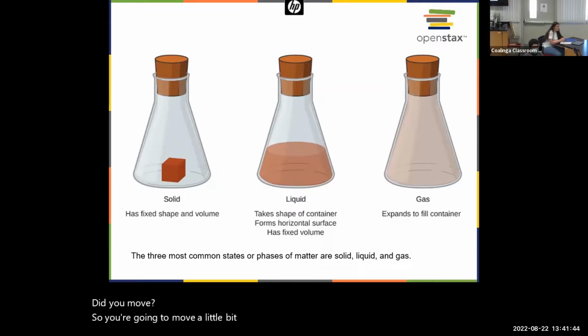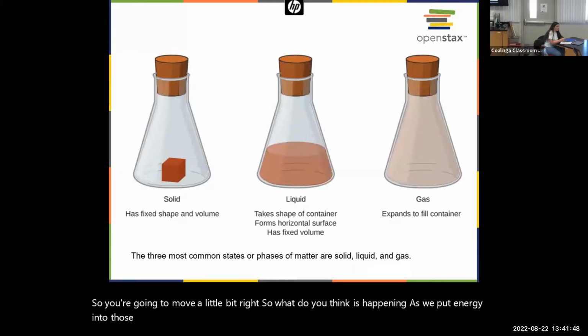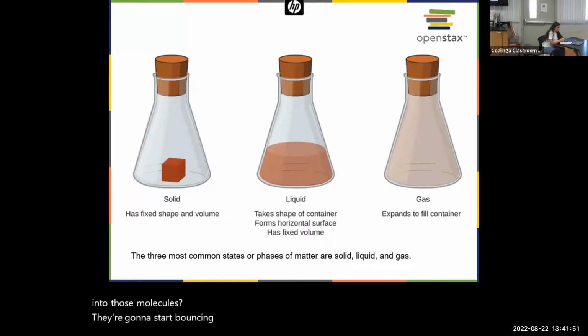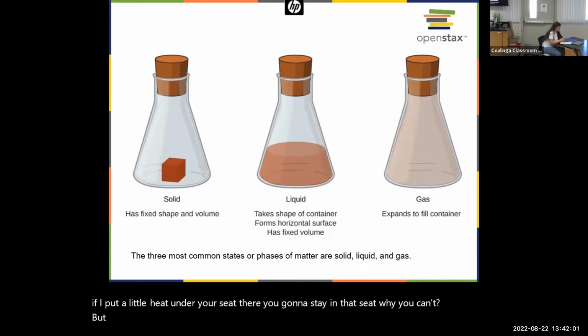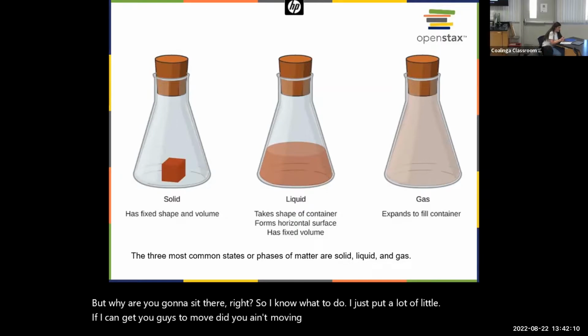So what do you think is happening as we put energy into those molecules? They're gonna start bouncing off of other molecules. They're gonna speed up, right? They're gonna move, right? So if I put a little heat under your seat, are you gonna stay in that seat? Put a lot of heat in that seat. Are you gonna sit there, right? So I know what to do. I just put a lot of little shocks to see if I can get you guys to move, because you ain't moving, right? So we know that molecules are gonna be moving.